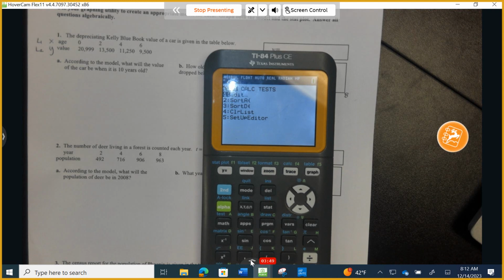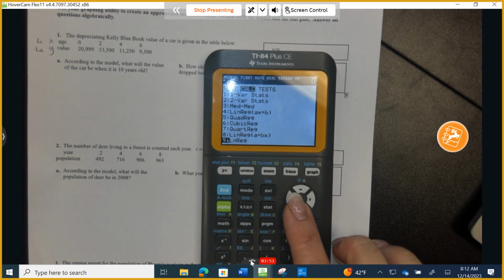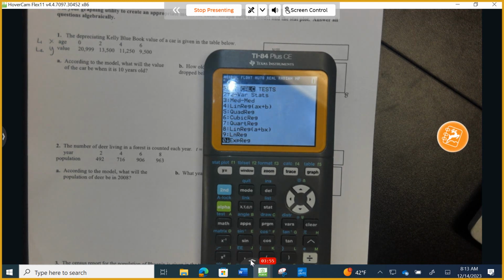So let's go to stat and calculate, and I think it's going to be exponential. So I'm going to go all the way down to exponential, and I'm going to press enter all the way through. And I'm not going to take time to write that down right now because I don't know for sure if this is a great way to model the data points.